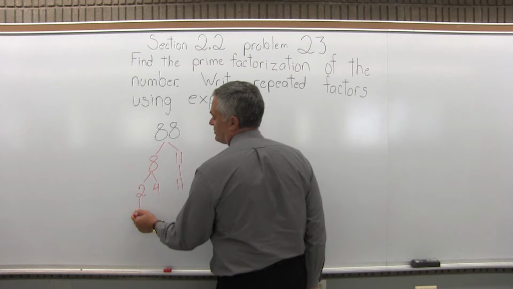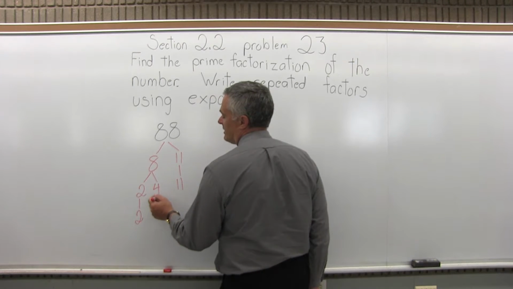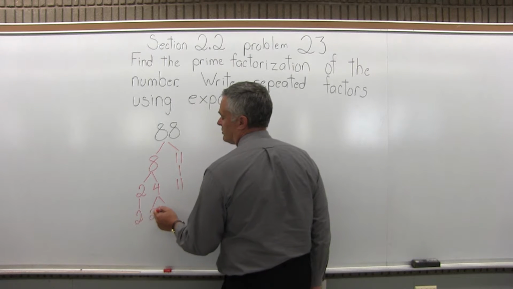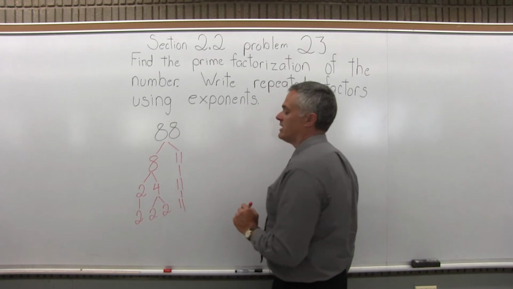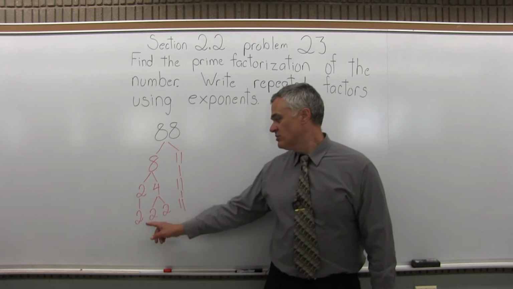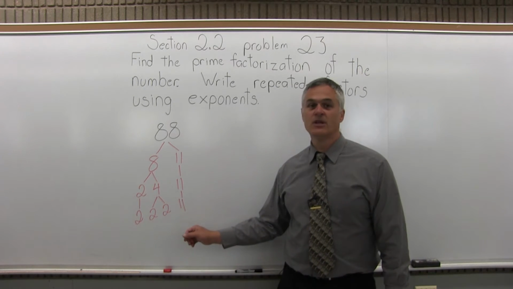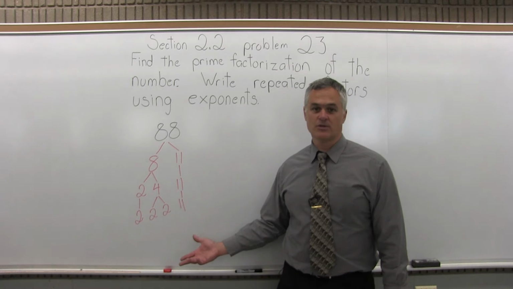So the first 2 will come straight down without splitting. Then I have a 4 that will split into 2 times 2. The 11 on the right end is prime, so it'll come straight down without splitting. And now I have 2 times 2 times 2 times 11. Those are all prime numbers, so nothing will split any further.